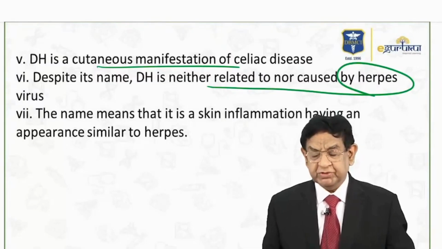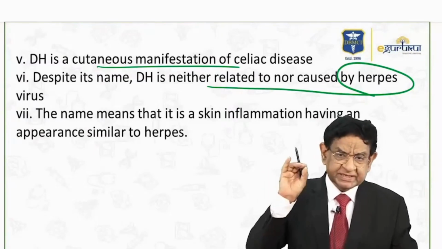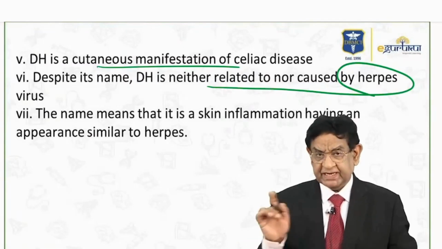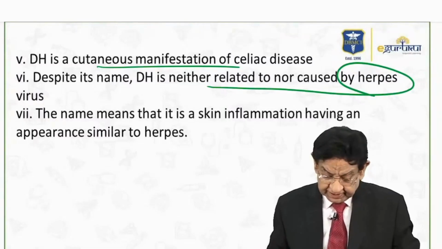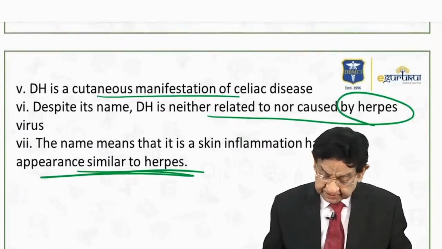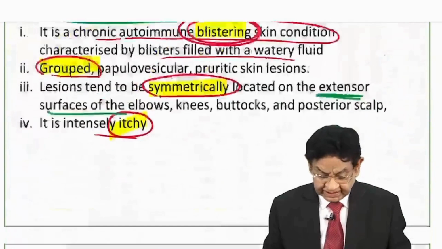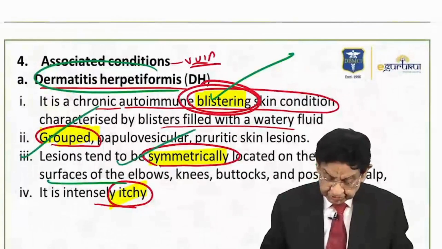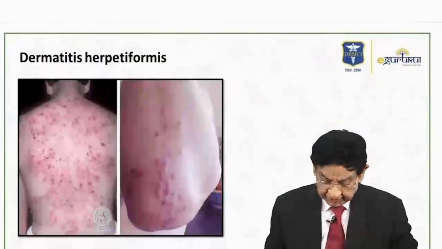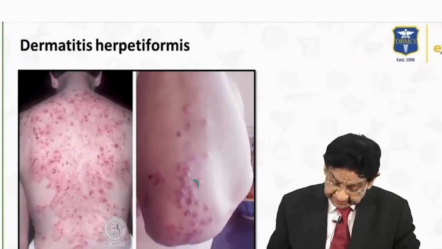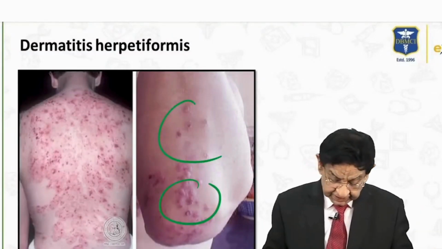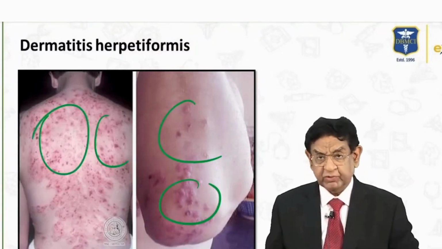Often students think it is due to herpes. No way. They simply resemble herpes: grouped vesicles containing liquid, but they have nothing to do with herpes. So there are four keywords in this particular slide. Now, a lovely picture: you can see these vesicles. Here you can see the extensor aspect of the forearm, and here the back, with symmetrical lesions on both sides.